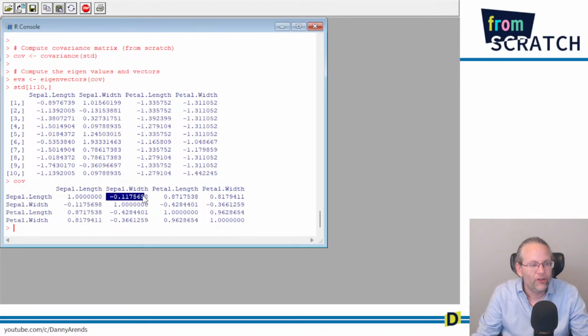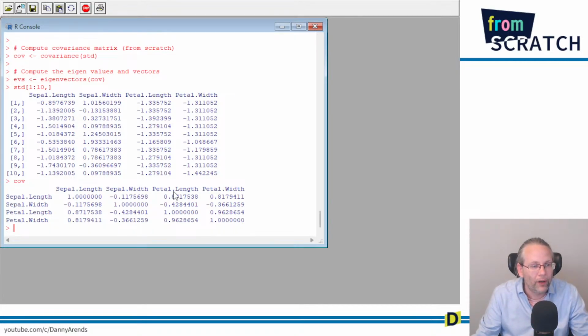Here we see that sepal width and sepal length are negatively covarying with each other. That means the larger the length of the sepal, the smaller the width of the sepal. If you have a flower, you can think about it this way: you can make a very long petal or sepal, and then you will have a very small width for them.